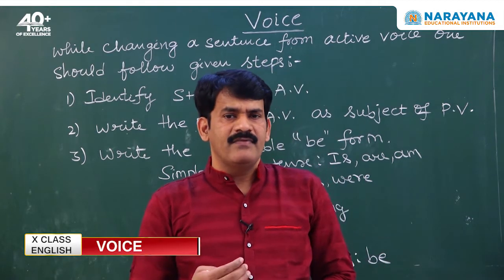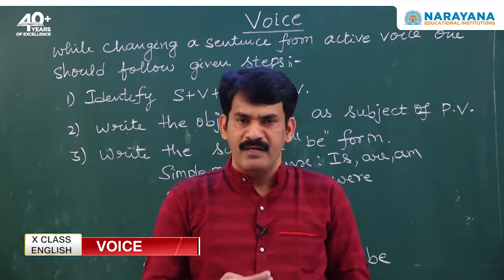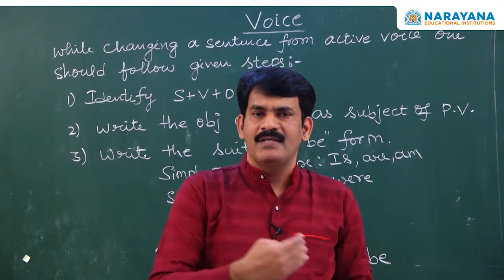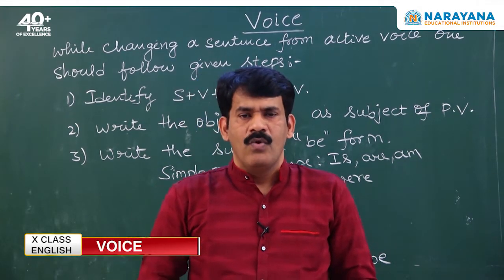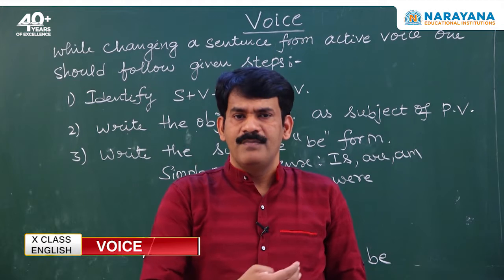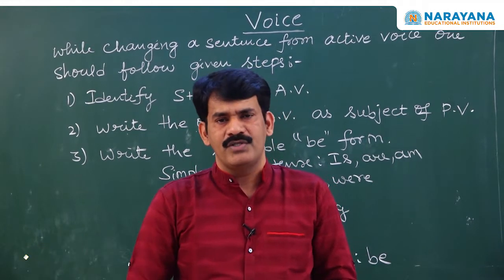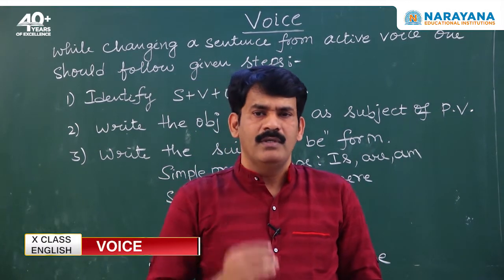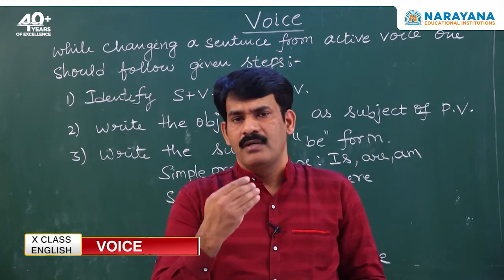Once you identify the subject, verb, and object of the active voice, you rewrite the object of the active voice as the subject of the passive voice. After writing the object of the active voice as the subject of the passive voice, what are you supposed to do? The third step is to write the suitable be form.